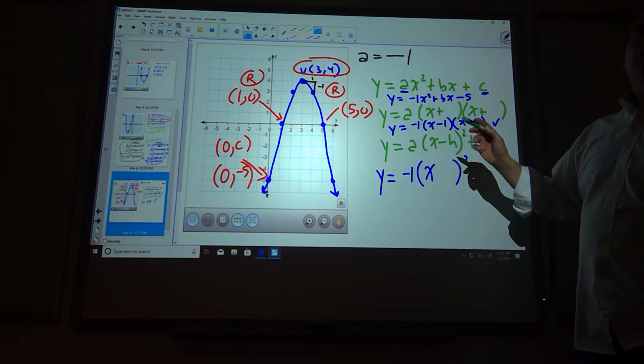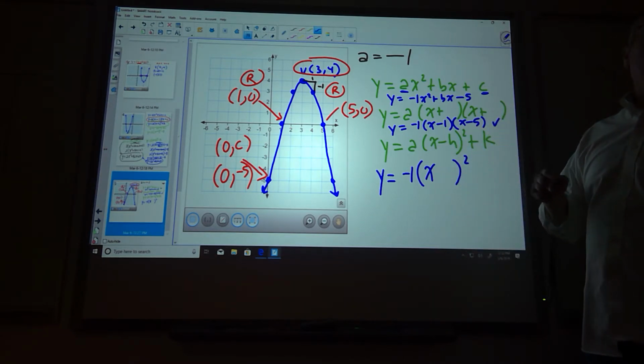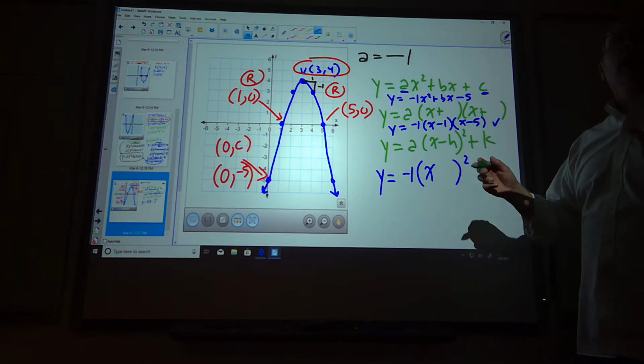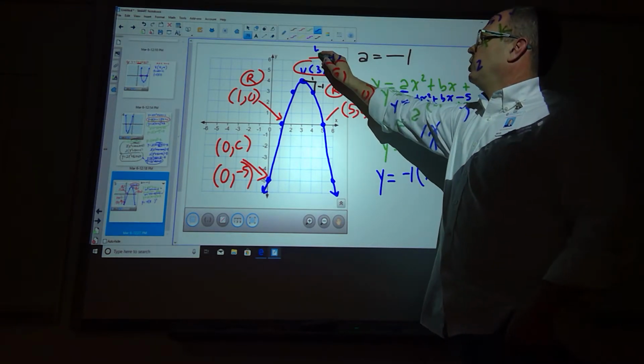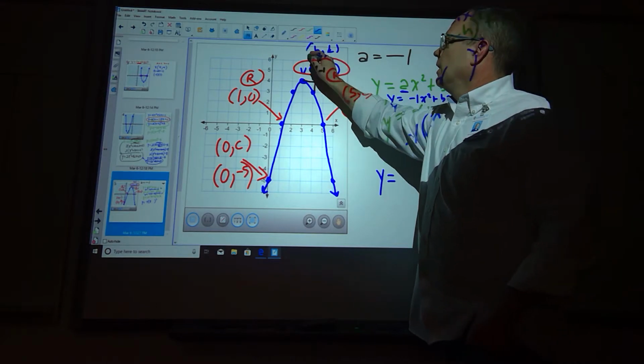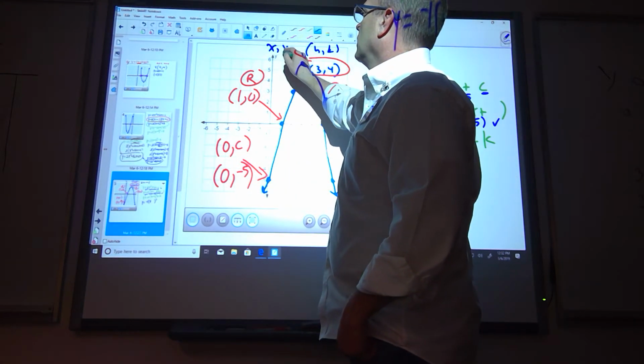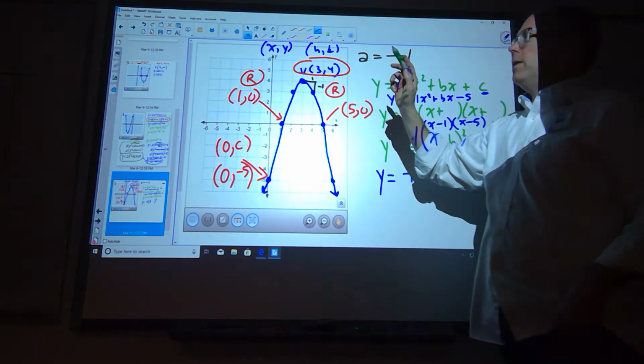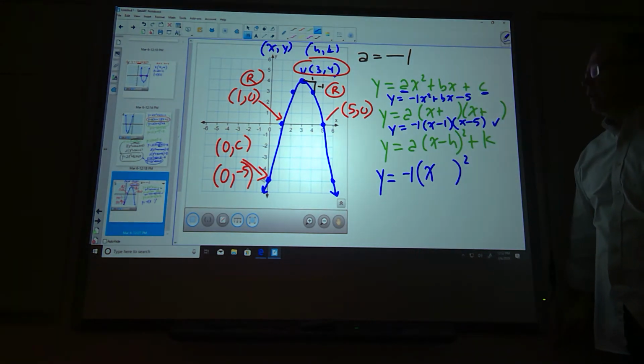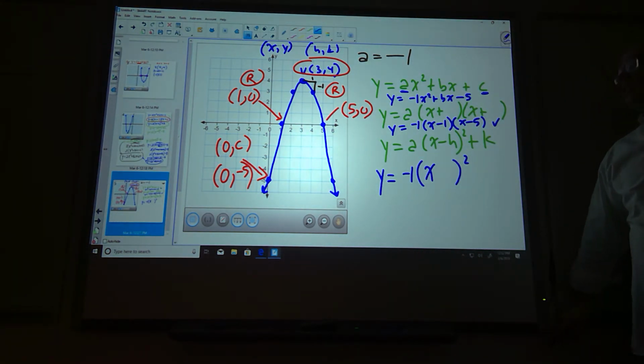Three. Remember, H, K, A, B, C, D, E, F, G, H, I, J, K in alphabetical order. H, K is alphabetical, so is X, Y. Okay, so X goes with H, K, Y goes with K. So I have X, what goes here?